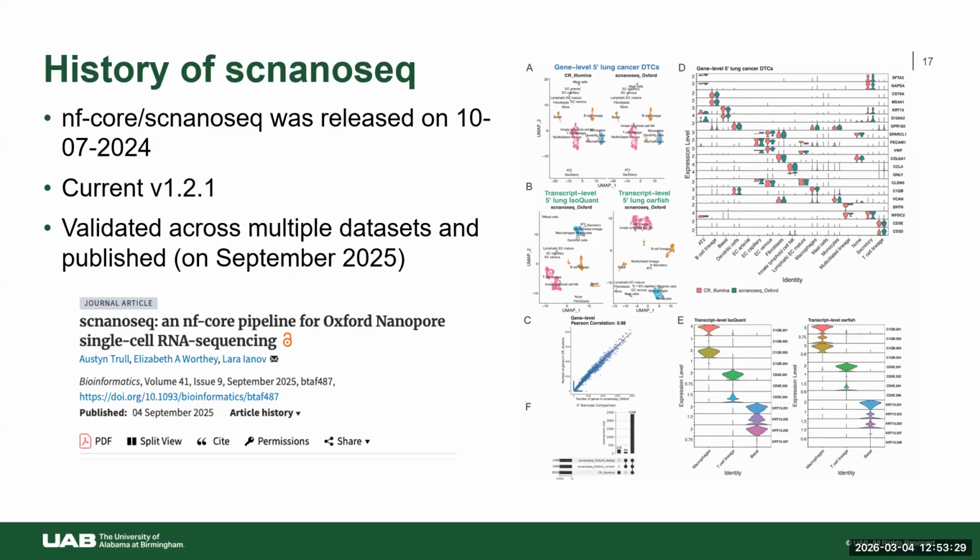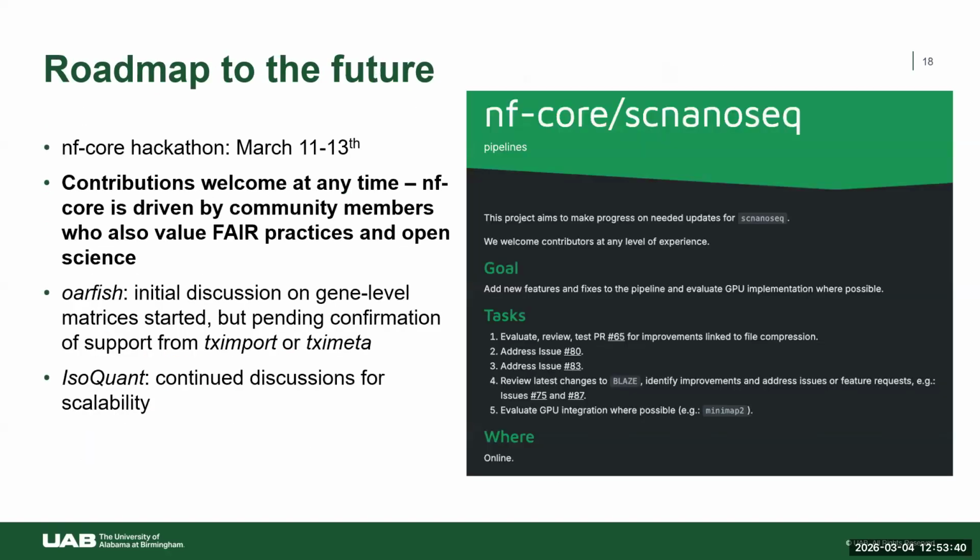So we actually spent a good chunk of time validating all these methods against ground truth data, and we did publish this just a few months ago. So what is the roadmap to the future? Again, I would love to be able to devote my full-time job to scnanoseq, but I can't. So we have to be strategic about that.